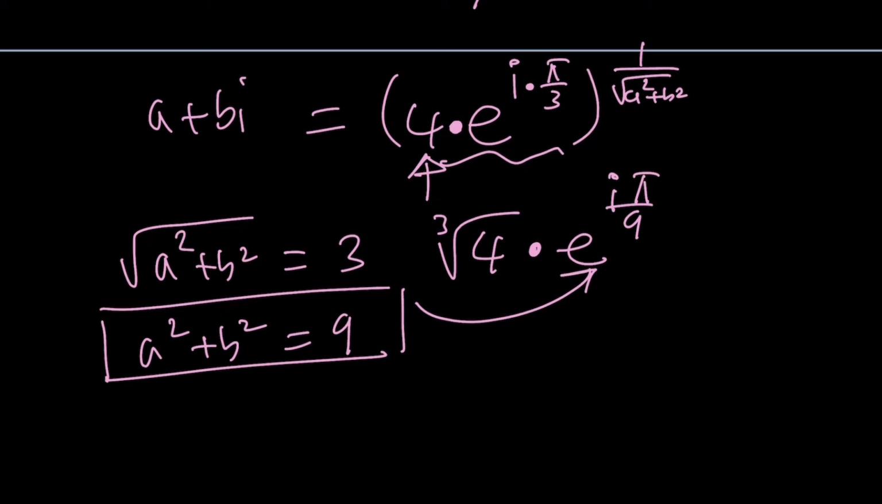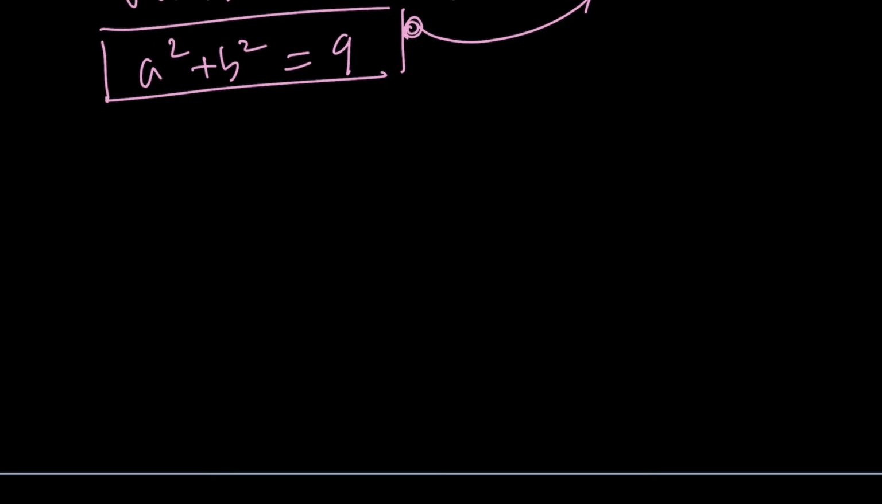Cosine pi over 9 is like cosine 20. I don't think we can find... Can we find the exact value of cosine 20? I'm not exactly sure. I think you can, but I'm not sure about it. Anyways, that's a different story. But this is my first attempt. It's not complete. Let's go ahead and talk about the second method because it's actually going to be conclusive.